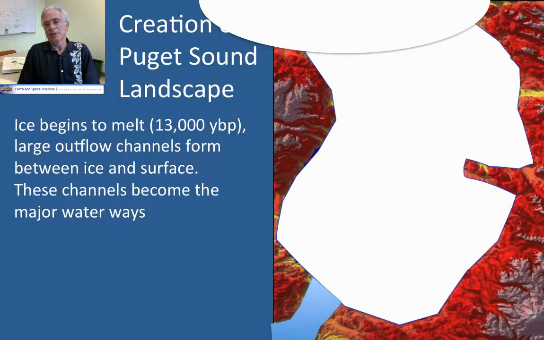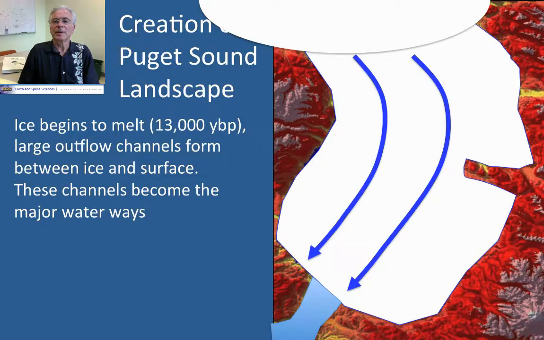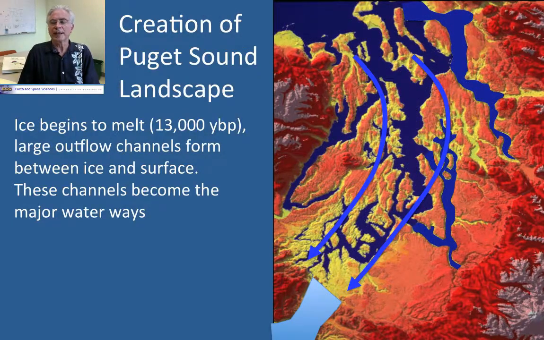Beginning about 13,000 years ago, the ice began to melt. Large outflow channels formed between the ice and the underlying surface. These channels become eventually the major waterways, but initially they're just simply channels for large amounts of meltwater to flow under the ice and to exit down to the Pacific Ocean. As the ice melted, those channels were left behind and formed the main channel of Puget Sound and Hood Canal and various other channels that are highlighted here that were filled with salt water immediately after the glaciers retreated.